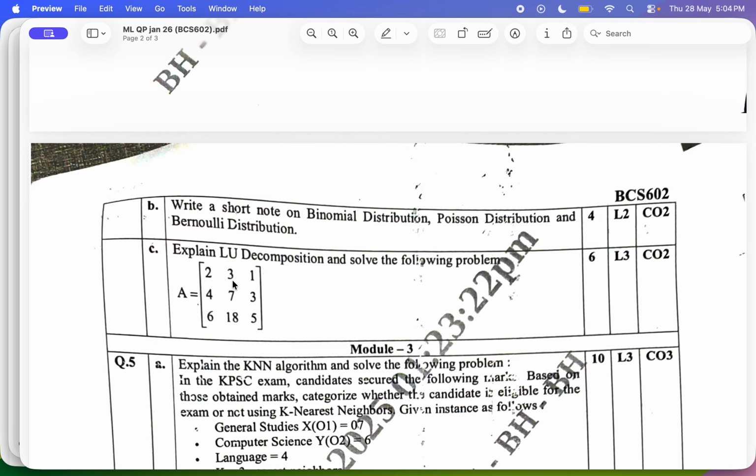Okay, so this problem I've already solved and uploaded with the row elimination method, and now I'll be solving it with the method of substitution. This problem is asked for 6 marks. Let me first describe LU decomposition to you.